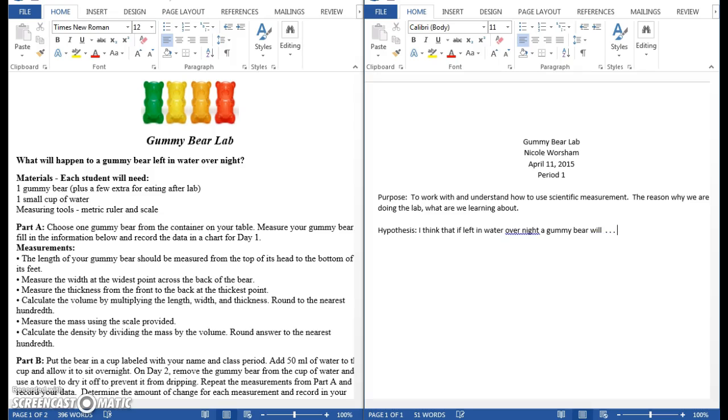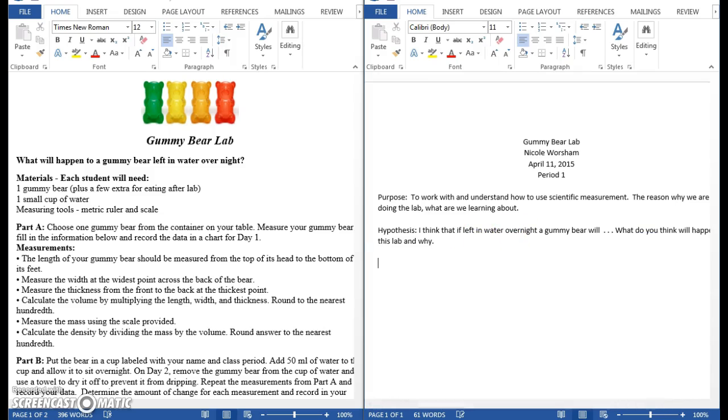And we'll just give you a hint here. What you think will happen in this lab, and why. Always include your why. I spelled overnight wrong right there.